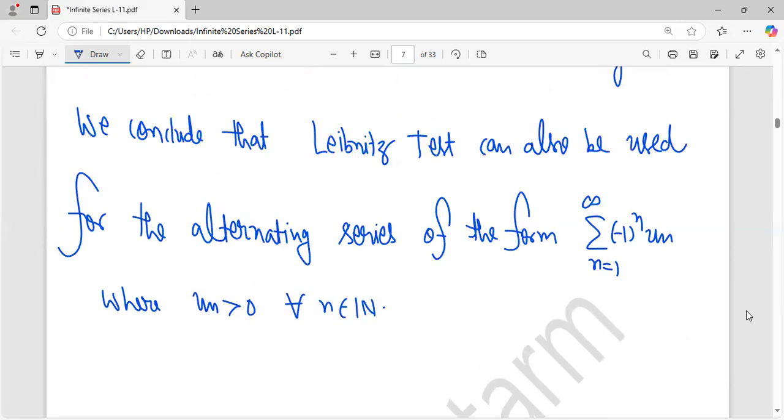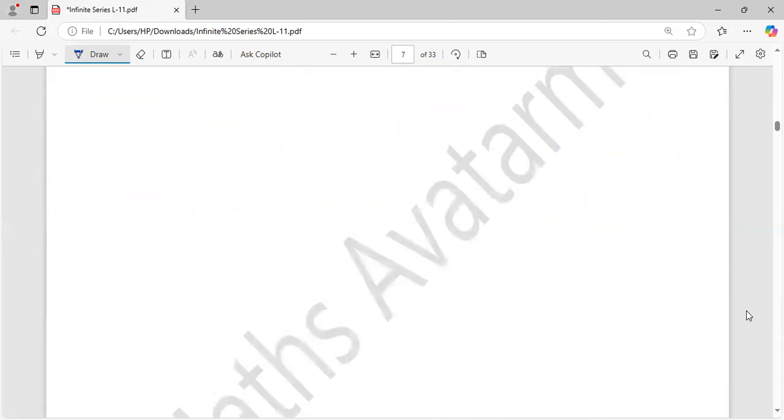Now we are going to go ahead. So what is an example?